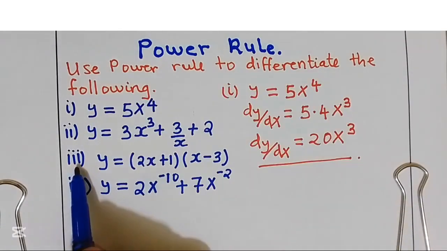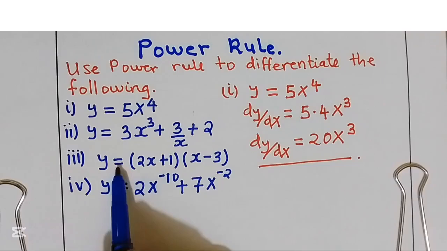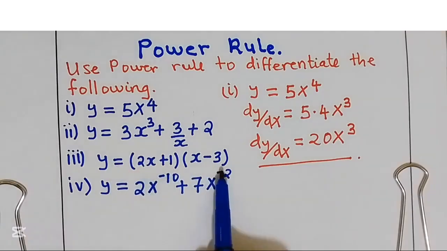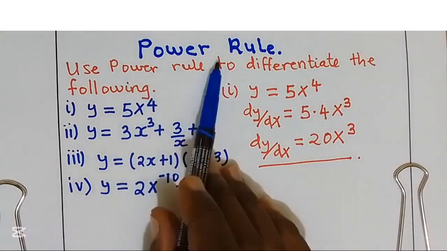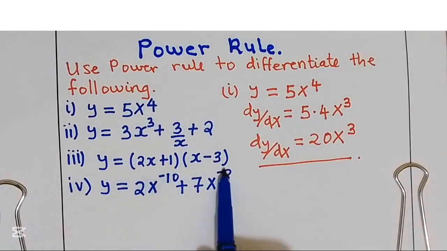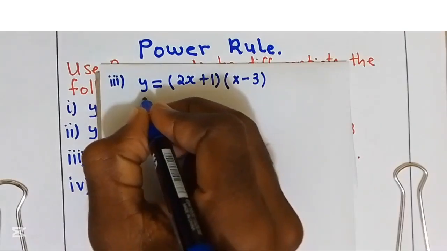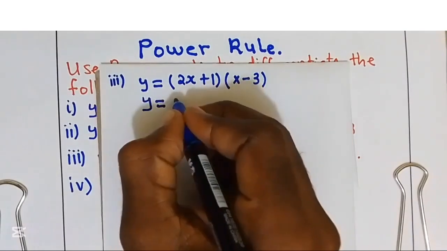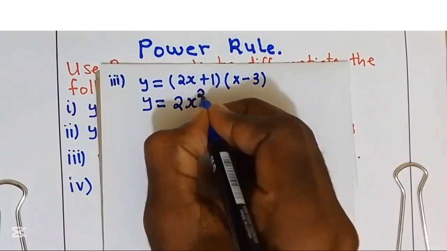Let us do question number 3. We have given y is equal to, in the bracket, 2x plus 1, in the bracket, x minus 3. Since I'm using the power rule, first I'm going to expand these factors to get a polynomial. Let us expand it. y is equal to 2x multiplied by x. We are going to get 2x squared.